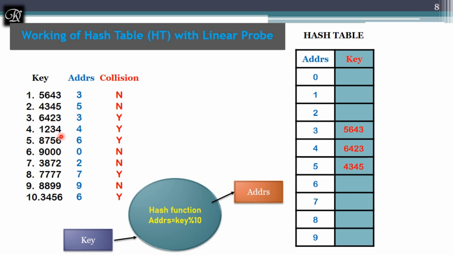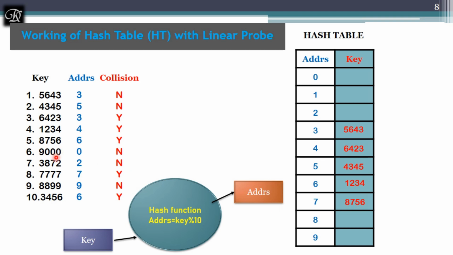And next is 1234. The address is 4. There is a collision, as the 4th location is occupied by 6423. So we have to find the next free location, which is 6, where we are going to enter it. Next, 8756. The address is 6, but that is occupied by 1234. There is a collision, so we have to find the next free location by using the linear probe.